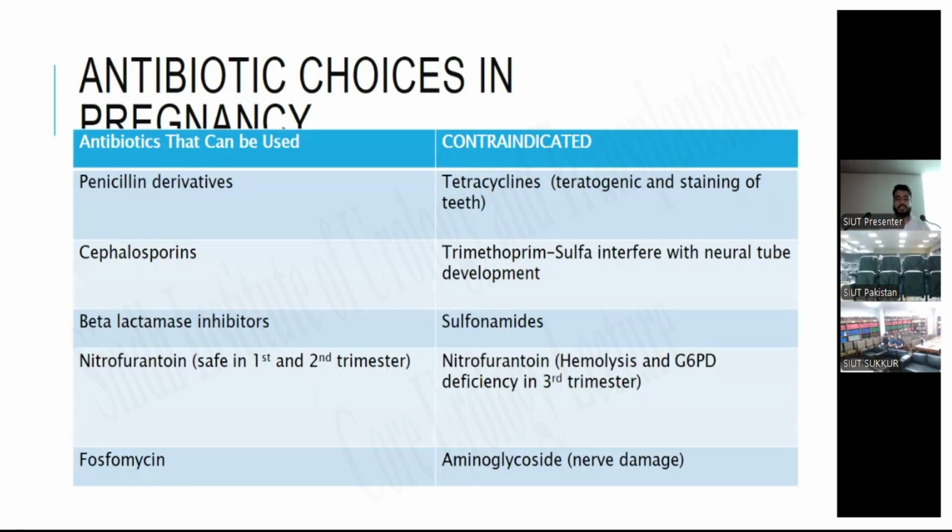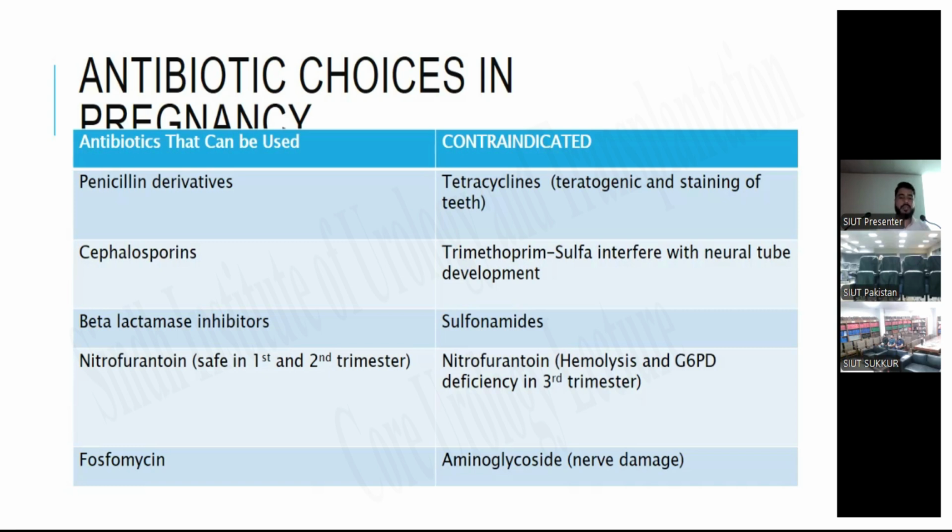The antibiotics that are safe during pregnancy are penicillin derivatives, cephalosporins, and beta-lactamase inhibitors. Nitrofurantoin is safe in the first and second trimester, but should not be given during the third trimester because it causes hemolysis. And fosfomycin is also safe. The antibiotics contraindicated during pregnancy are tetracycline, because it is teratogenic and causes staining of the teeth, and trimethoprim sulfamethoxazole, which causes neural tube defect.